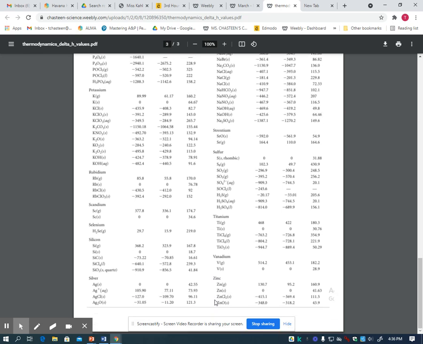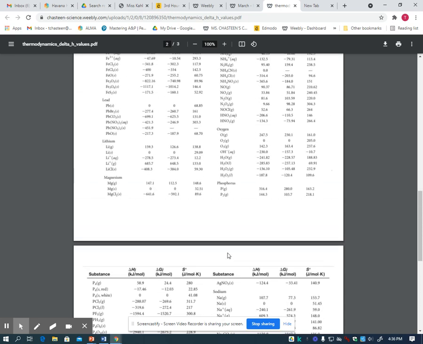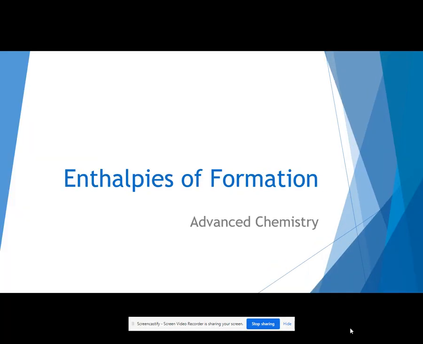Look in the section where you believe they will be based on their element, and then make a conscientious decision from there. For example, for O2, you would find the value to be 0. Okay, let's go ahead and get onto our lesson so that it makes a little bit more sense. Today we're going to be talking about enthalpies of formation.